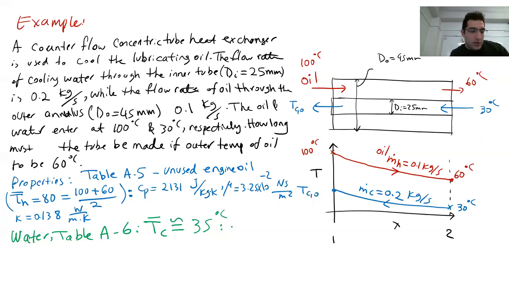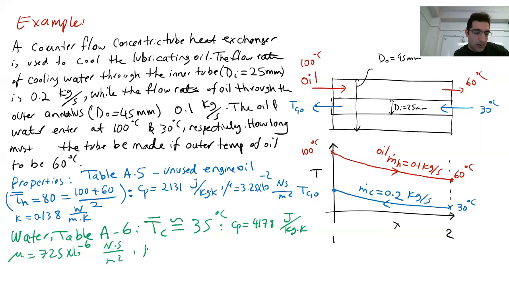So for this average temperature, we can go to table A6 and find the properties for the fluid so we can use it. So Cp of water is 4178 joule per kilogram Kelvin. Viscosity of the water at this temperature is 725 times 10 to negative 6 Newton second per meter square. Thermal conductivity for water at this temperature is 0.625 watt per meter Kelvin, and Prandtl for water is 4.85.